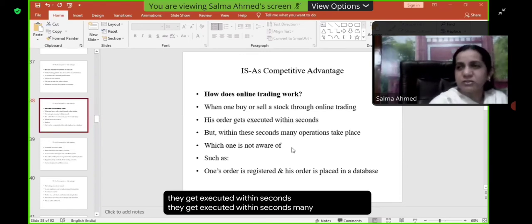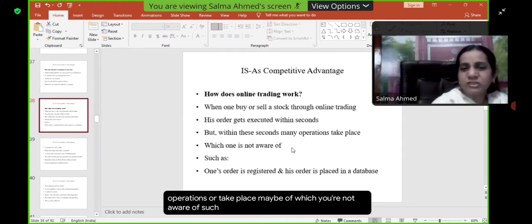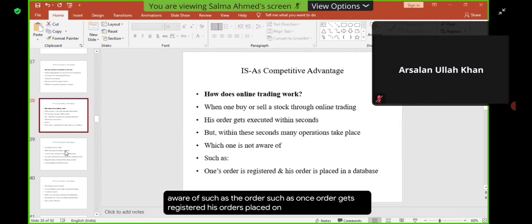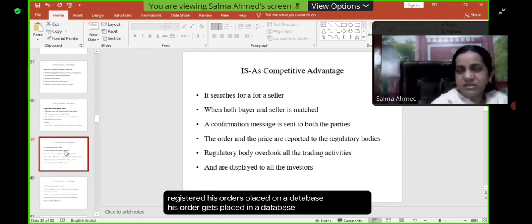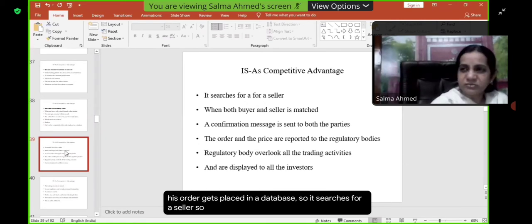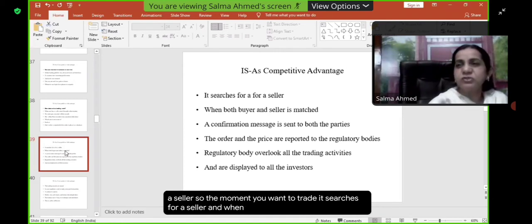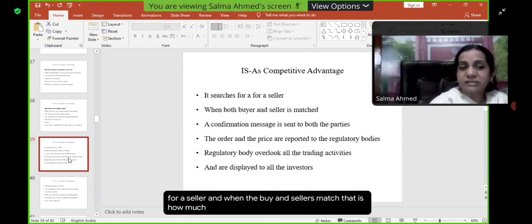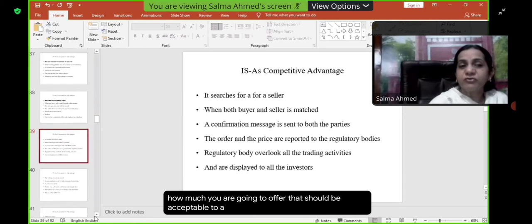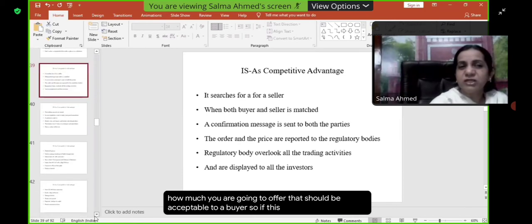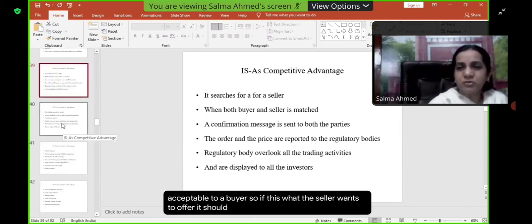Many operations take place of which you're not aware, such as, once the order gets registered, it is placed in a database, and it searches for a seller. So the moment you want to trade, it searches for a seller, and when the buyer and seller are matched, what you are going to offer should be acceptable to the buyer.